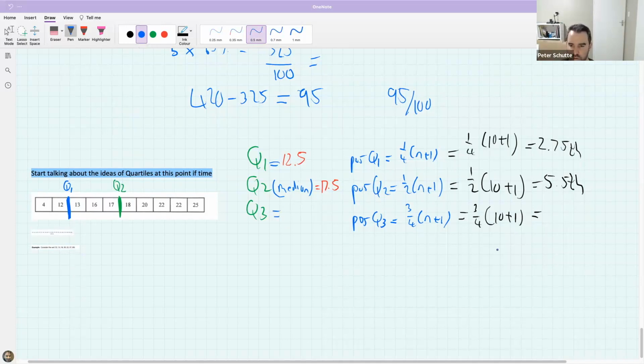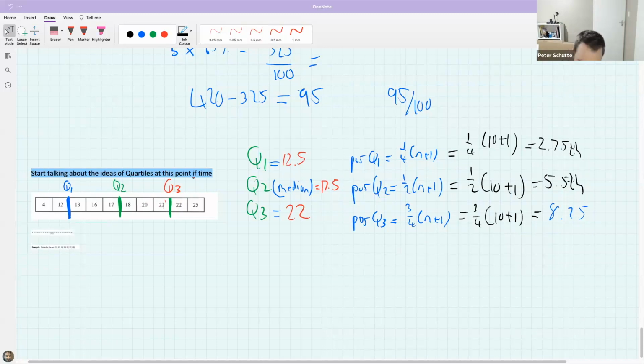And then what is Q3 going to be? Well, I need the position. Maybe somebody can help me. What's the position of Q3? So 11 times 3/4, 8.25. So let's go. That was 1, 2, 3, 6, 7, 8. It's halfway between here, but they're the same value. So what is Q3 going to be? All right, so the upper quartile or Q3 is going to be 22. Because it's halfway between 22 and 22, which is 22.